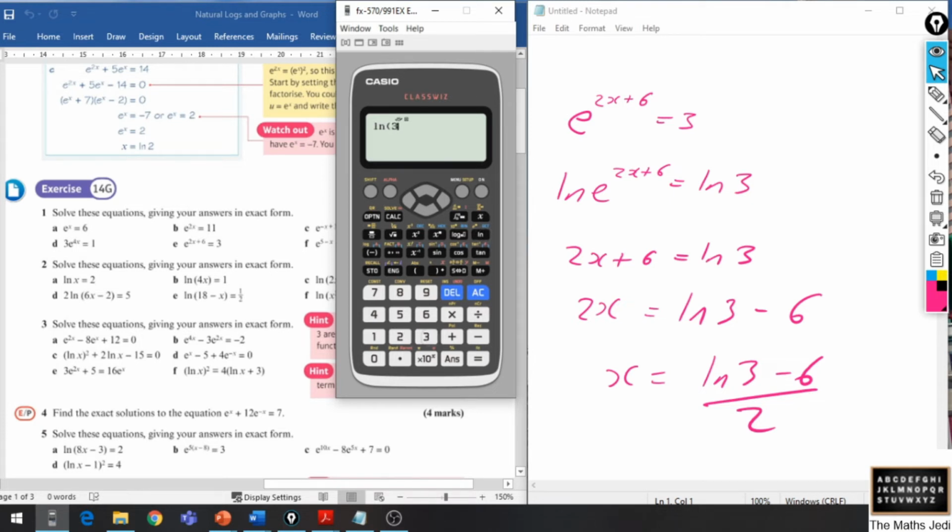So we're going to do log 3 minus 6. You see it here. Do that first, and then divide it by 2. And then it's minus 0.2. So it's giving you answers in exact form. x equals minus 2.45.